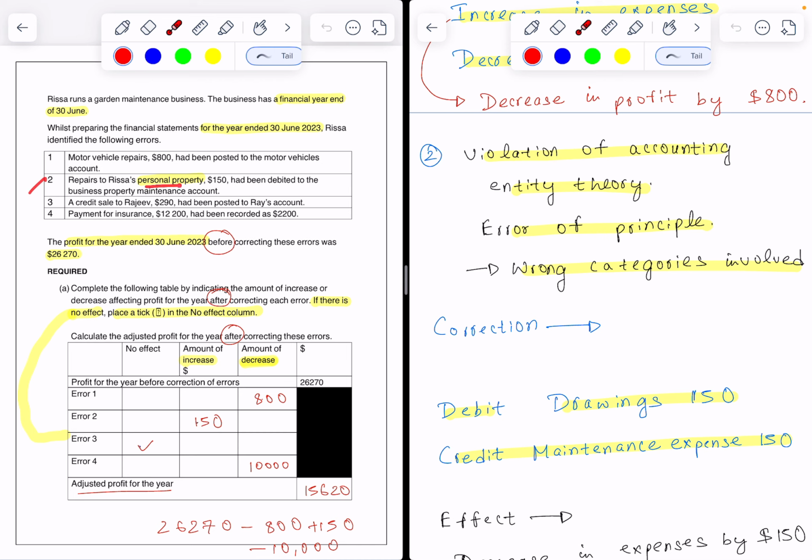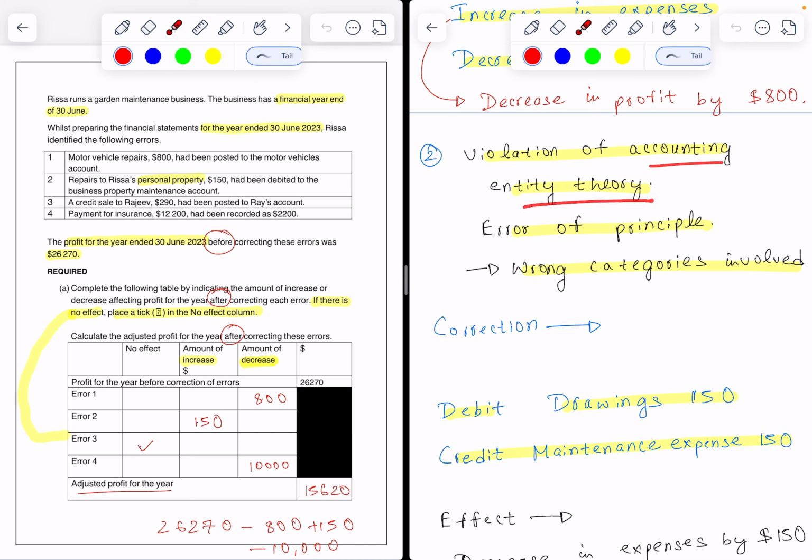Repairs to Risa's personal property of $150 had been debited to the business property maintenance account. All right, so here, the personal expenditure of $150 to a private property of Risa has been wrongly classified as a business maintenance expense. So this is a violation of the accounting entity theory. What's the accounting entity theory?